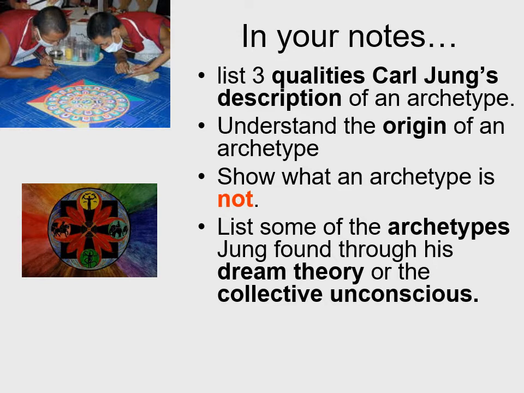And so sometimes in the way that we describe things, it's important to show what something is not. So an archetype is not X, but it is this. And then list some of the archetypes that Jung found through his dream theory, which he called the collective unconscious.